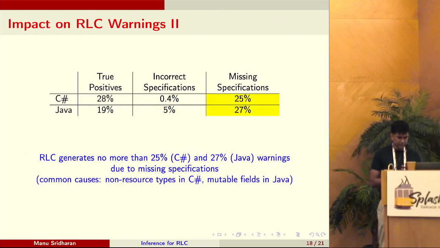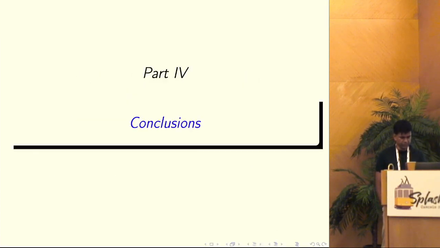And finally, there were some missing specifications. I'm happy to talk more about this, but there were some common cases: non-resource types in C#, and mutable fields in Java. We're trying to figure out how to handle these better, and I need some help, so please come help me. We don't have a good way to specify how they're doing, so we don't do well.